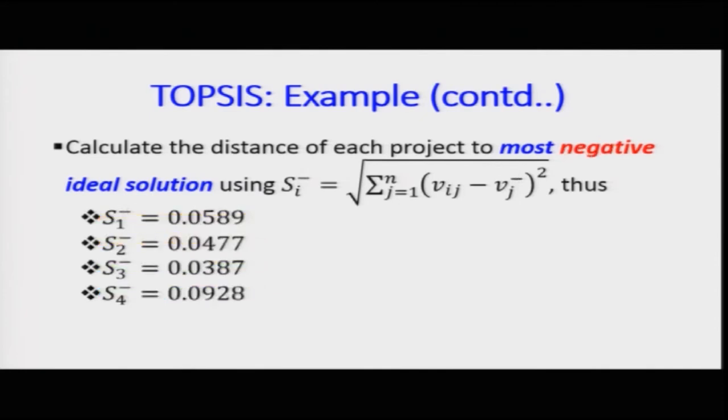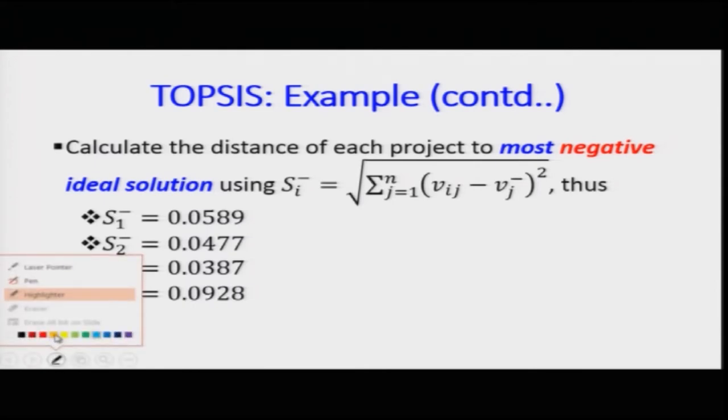So, now I do the most negative solution. For the negative solutions, I already have the V minuses, which is here. I am not going to mark it. So, once I find out the V minuses, again I find out the difference of the distance, square them up, sum them up, find out the square root. Again, I am trying to follow the L2 norm. So, once I have them, I basically have the S1 minus, S2 minus, S3 minus, S4 minus, in the negative sense, the negative ideal solutions or distances for the first, second, third, fourth alternative. So, let me mark that.